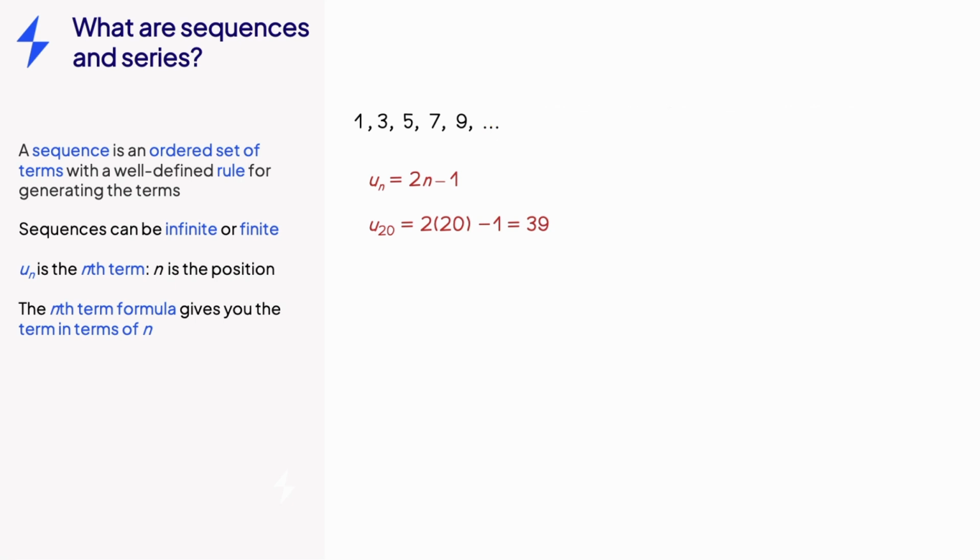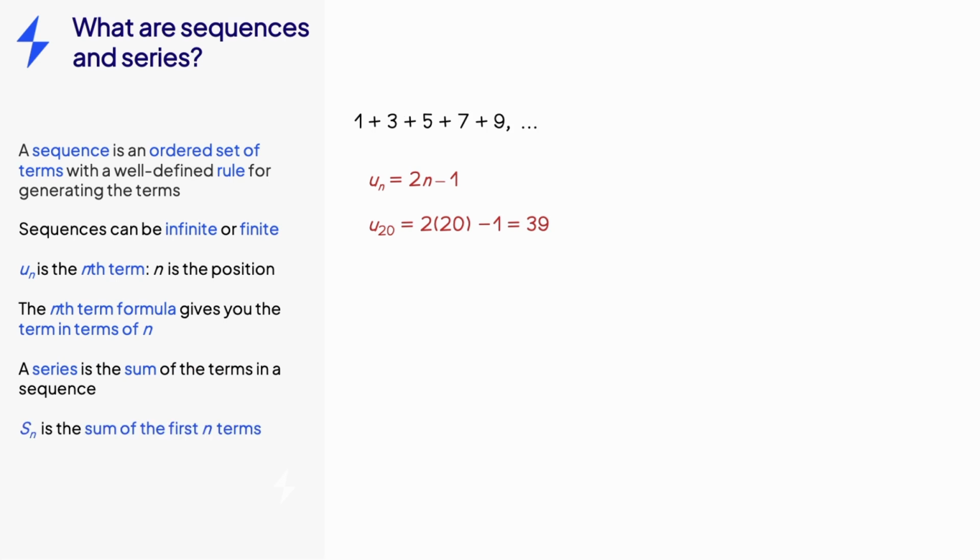Now, the difference between a sequence and a series is that a series is the sum of the terms in a sequence. So if I wanted to turn this sequence into a series, I simply put addition signs between the terms. So S sub n means the sum of the first n terms. So S sub 4 means the sum of the first 4 terms, which in this case would be 16.